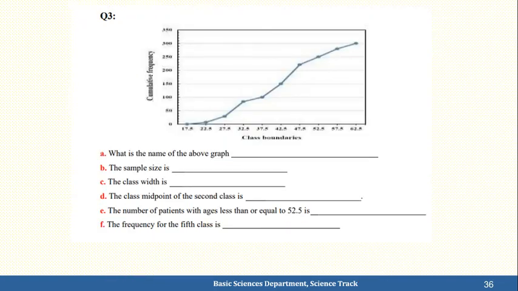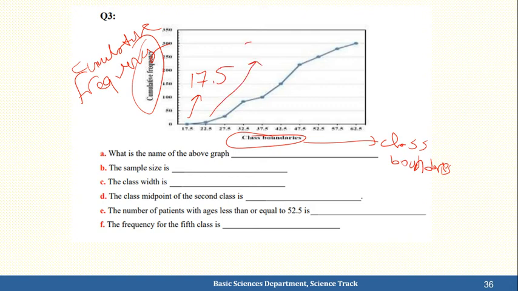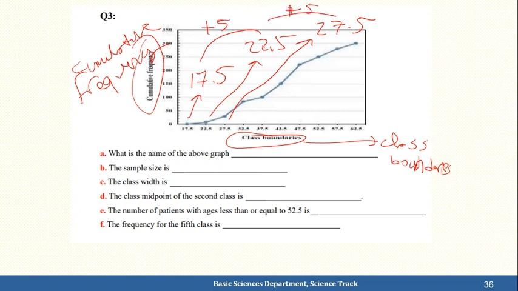Now, what is the name of the above graph? Here, this is cumulative frequency. It's hard to read here, but this is cumulative frequency, and this is class boundaries. It starts with, let me make it clear here, 17.5. And this goes like 22.5, and the other one goes like 27.5. You add 5 each time, so the class width is 5, as you see.